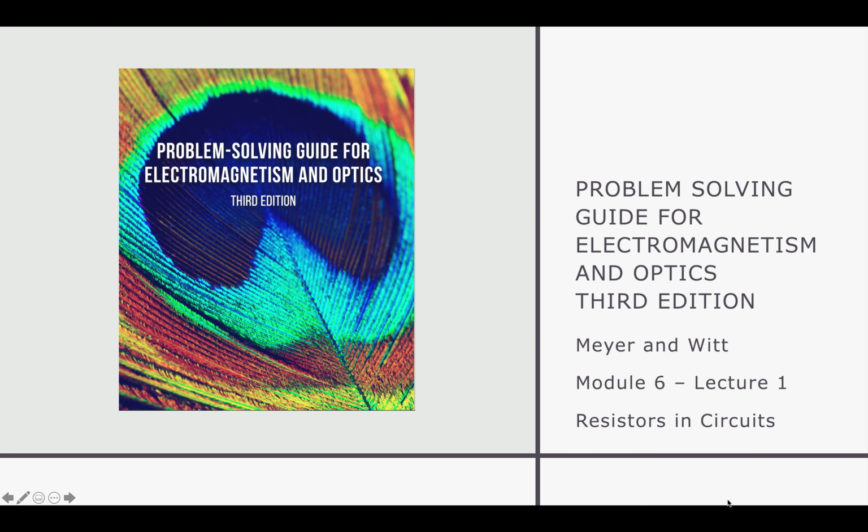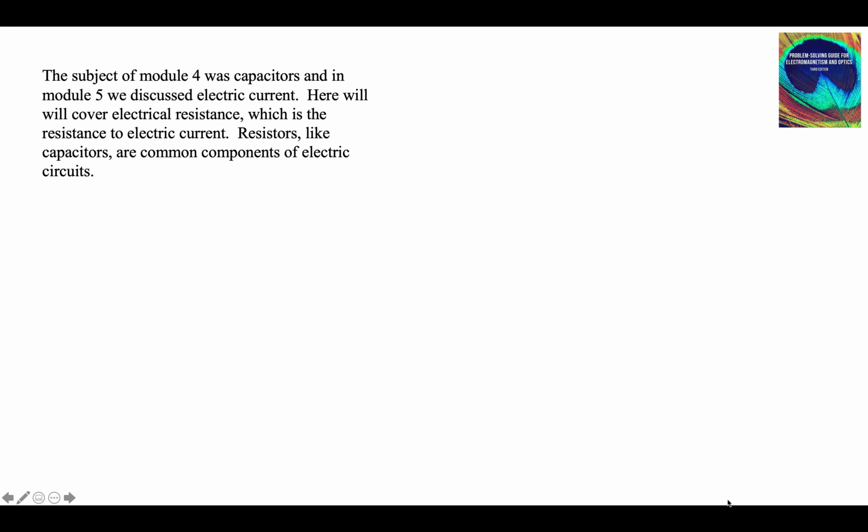This is Lecture 1 in Module 6 in the book Problem-Solving Guide for Electromagnetism and Optics. This is all about resistors in circuits. Module 4, we talked about capacitors. Module 5, it was electric current. Here, resistors in circuits. Resistors, like capacitors, are common components of electric circuits.